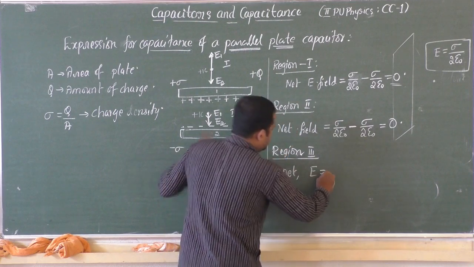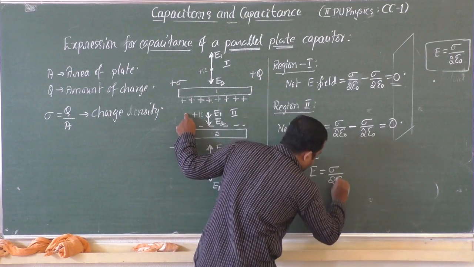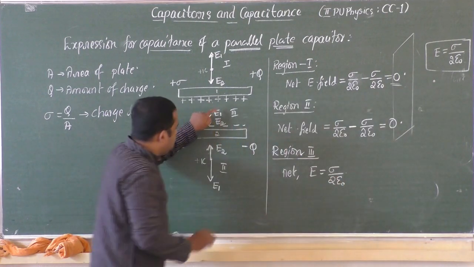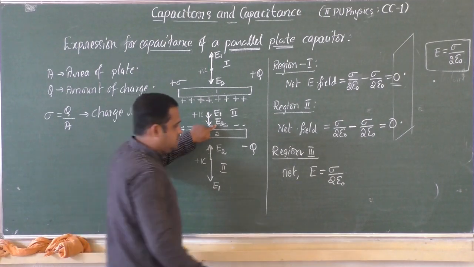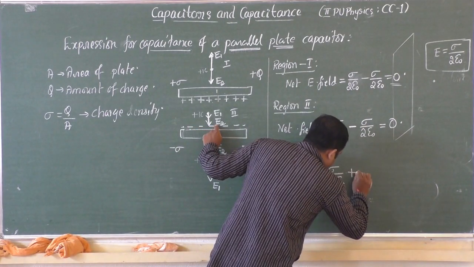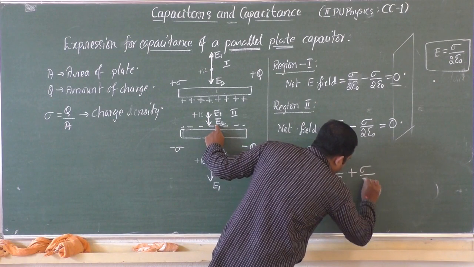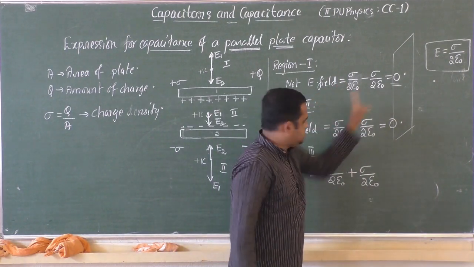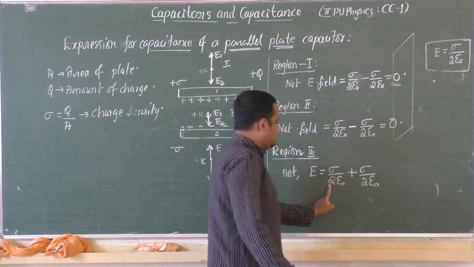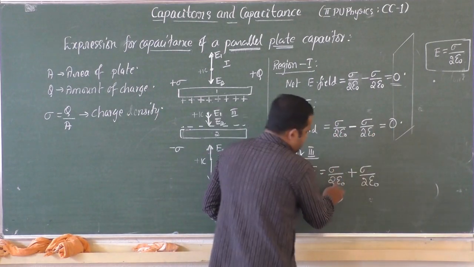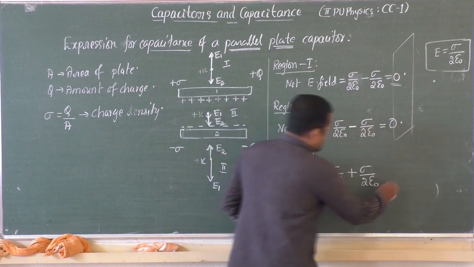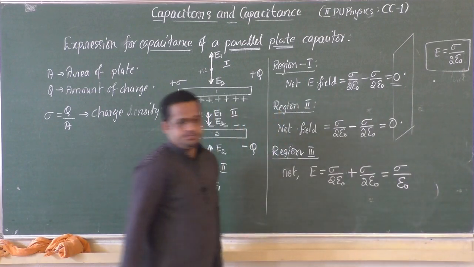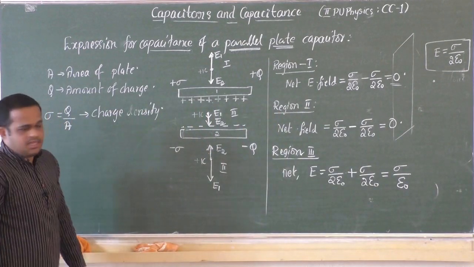E is equal to, due to the first plate, sigma divided by 2 epsilon naught, we applied this formula. E1 and E2 are along the same direction, therefore E is sigma divided by 2 epsilon naught plus sigma divided by 2 epsilon naught. In the earlier regions the direction was opposite, therefore minus. Here the direction is same, therefore sigma divided by 2 epsilon naught plus sigma divided by 2 epsilon naught is equal to sigma divided by epsilon naught.